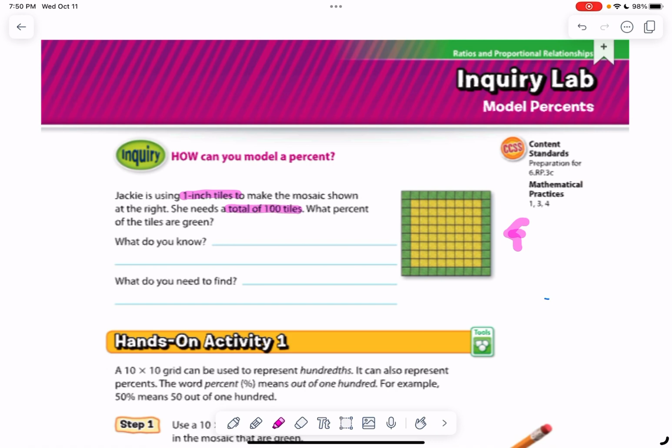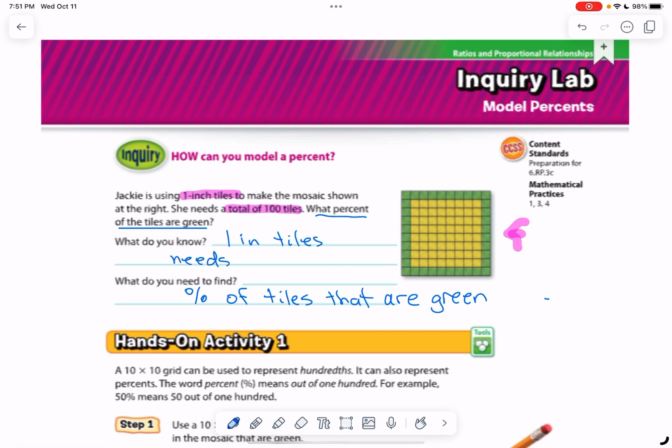And what do they want to know? What percent of the tiles are green? Okay, so we can see the perimeter of this shape has green tiles. So what do we need to know? The percent of tiles that are green. What do we already know? Well, we know she's using 1-inch tiles and that she needs 100 tiles in all.